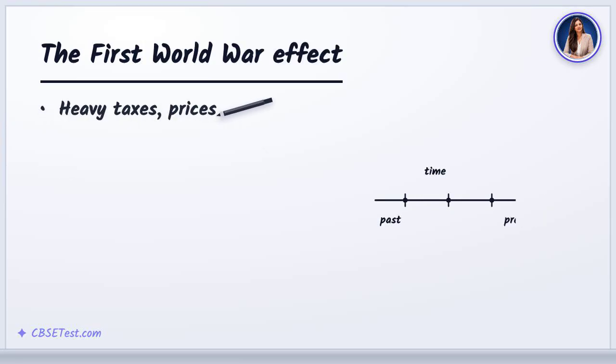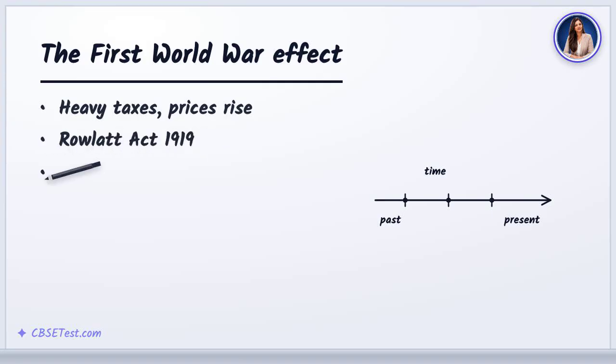The First World War brought economic hardship, high taxes, and rising prices. The harsh Rowlatt Act of 1919 allowed detention without trial, and the Jallianwala Bagh massacre deepened anger against British rule.